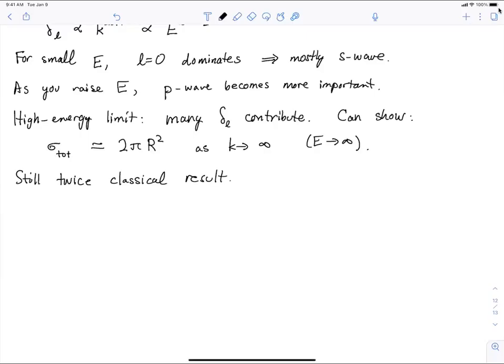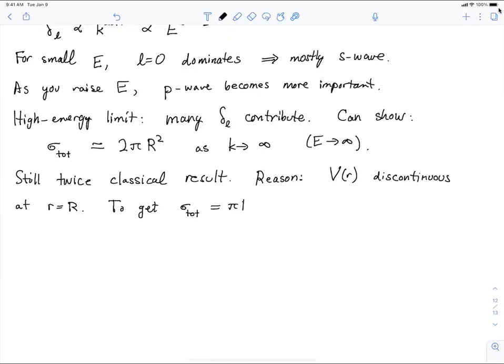And so you can say, well, that's puzzling. Why is that true? And the reason is really because our model for our hard sphere is very artificial. We had this potential that's discontinuous. It jumps all the way from 0 to infinity. And in the real world, there's no such thing. So it's discontinuous at little r equals big R. And so to get the classical result, it turns out you have to do a slightly harder problem. So this is the classical result.